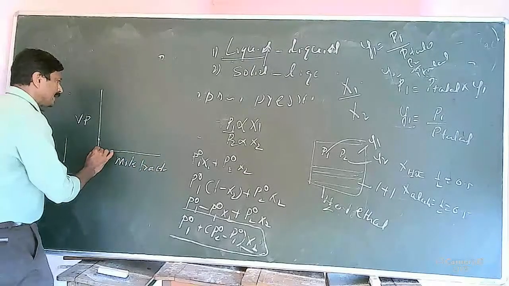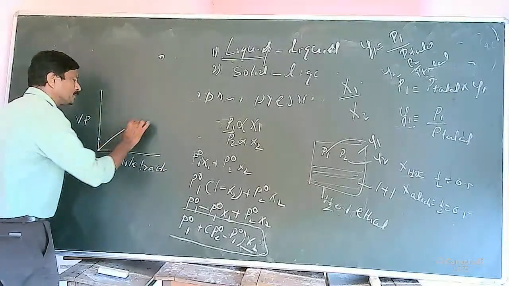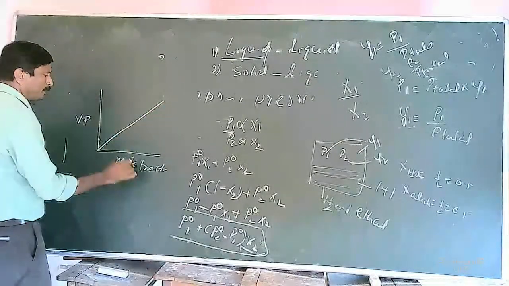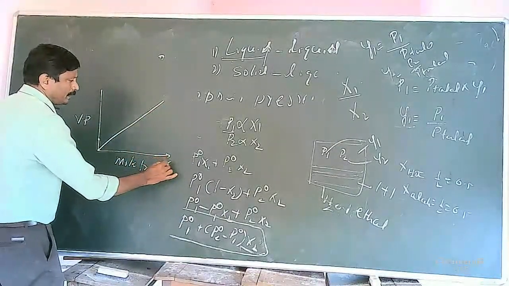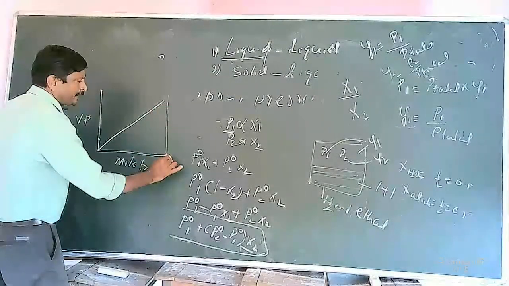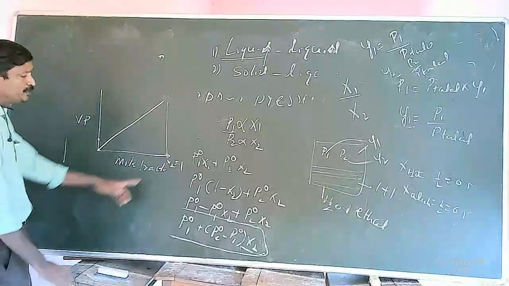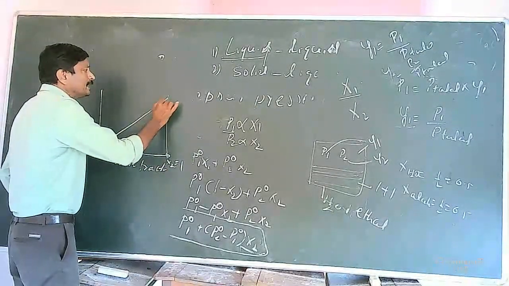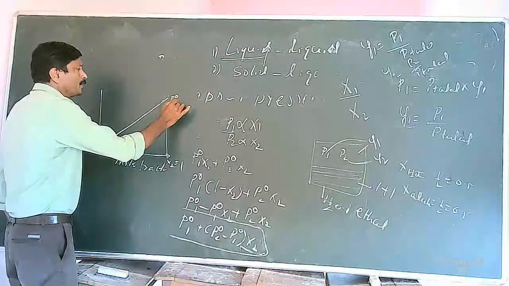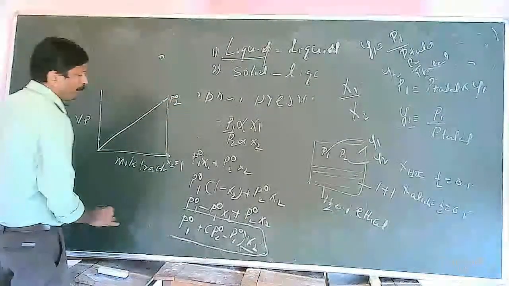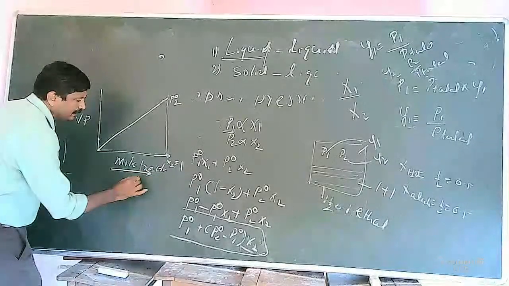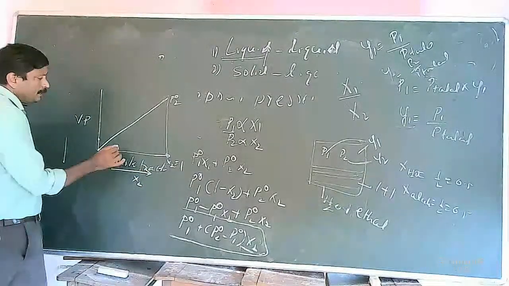The mole fraction is directly proportional to vapor pressure. This is the graph for component 2, x2. Here at this point x2 is equal to 1, and only one component is there. Here the vapor pressure is called P02. Here x2 is increasing.